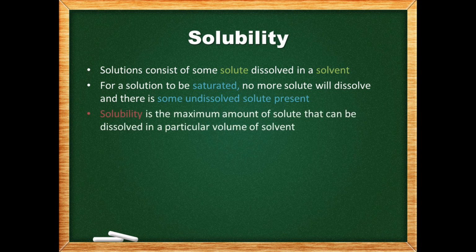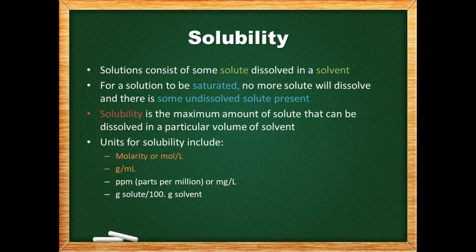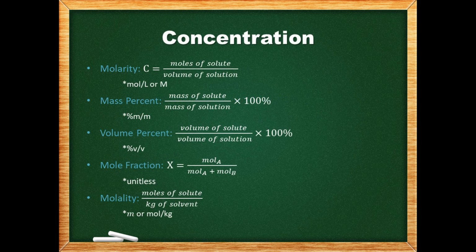Solubility is defined as the maximum amount of solute that can be dissolved in a particular volume of solvent. There are several different units for solubility which are listed below. Let's go through a brief overview of the units of concentration. Molarity is moles of solute per liter of solution, in units of moles per liter or capital M. Concentration can also be expressed as a mass or volume percentage.